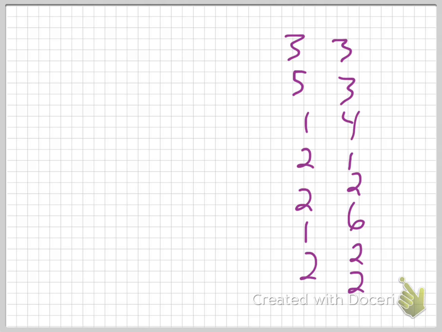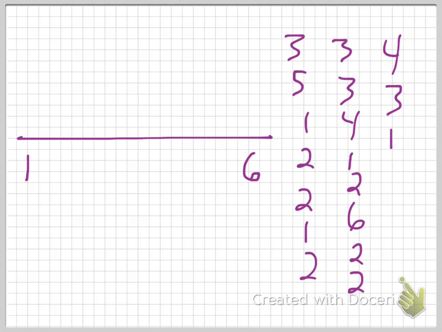The data is 3, 5, 1, 2, 2, 1, 2, 3, 3, 4, 1, 2, 6, 2, 2, 4, 3, 1. Here's our data. A line plot looks like this. You want to set it up like this. Find the smallest number there. What's the smallest number that somebody could possibly rent? 1. What is the biggest number that anybody rented? 6. Do you see what I'm talking about?